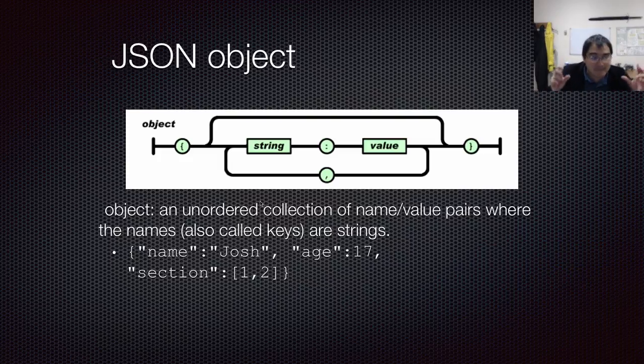So we have a valid JSON object down here. It has the open curly bracket. We have a string, which is name, which maps to the value Josh. We also have another key, age, which maps to the value 17, and we have another key, section, which maps to a particular array. We all good here?